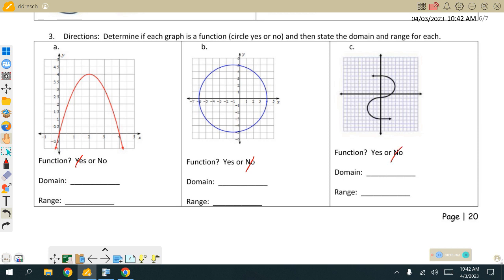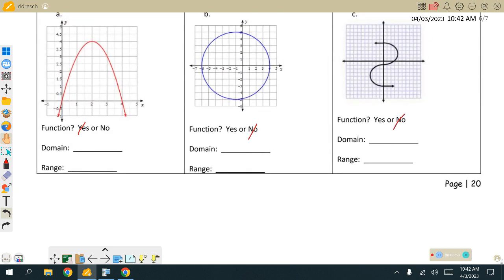All right, now let's talk about reviewing from Friday, our domain and range. And then we're going to do the new stuff on the back.